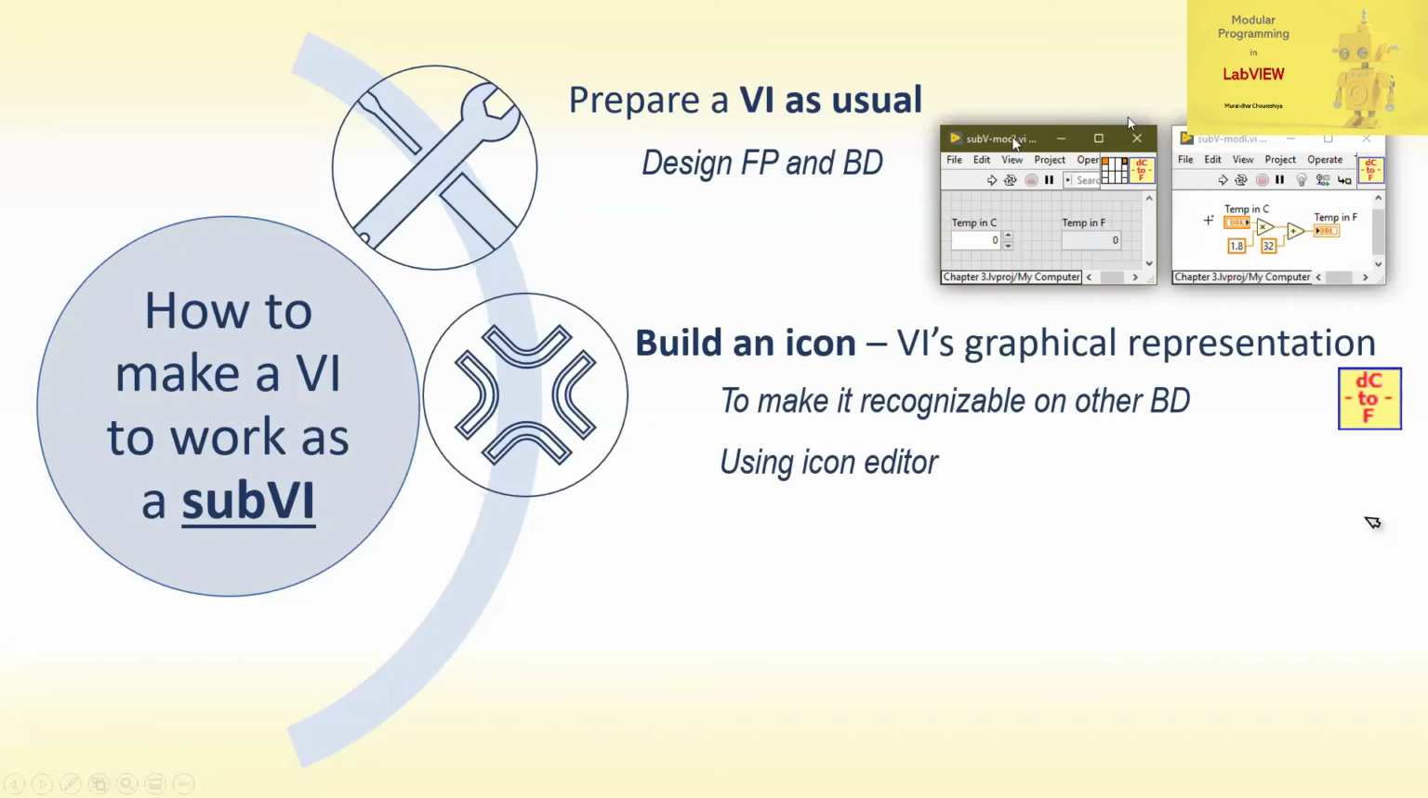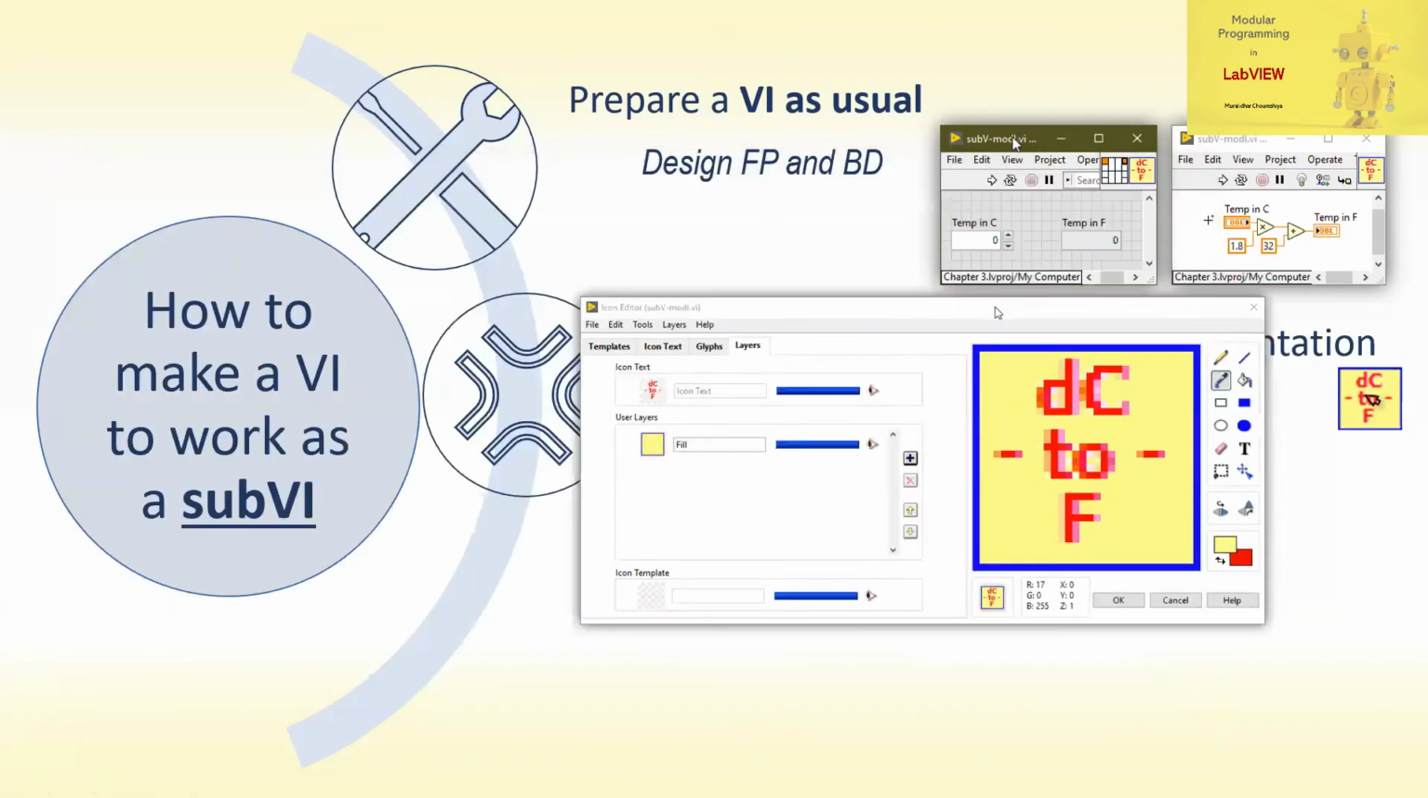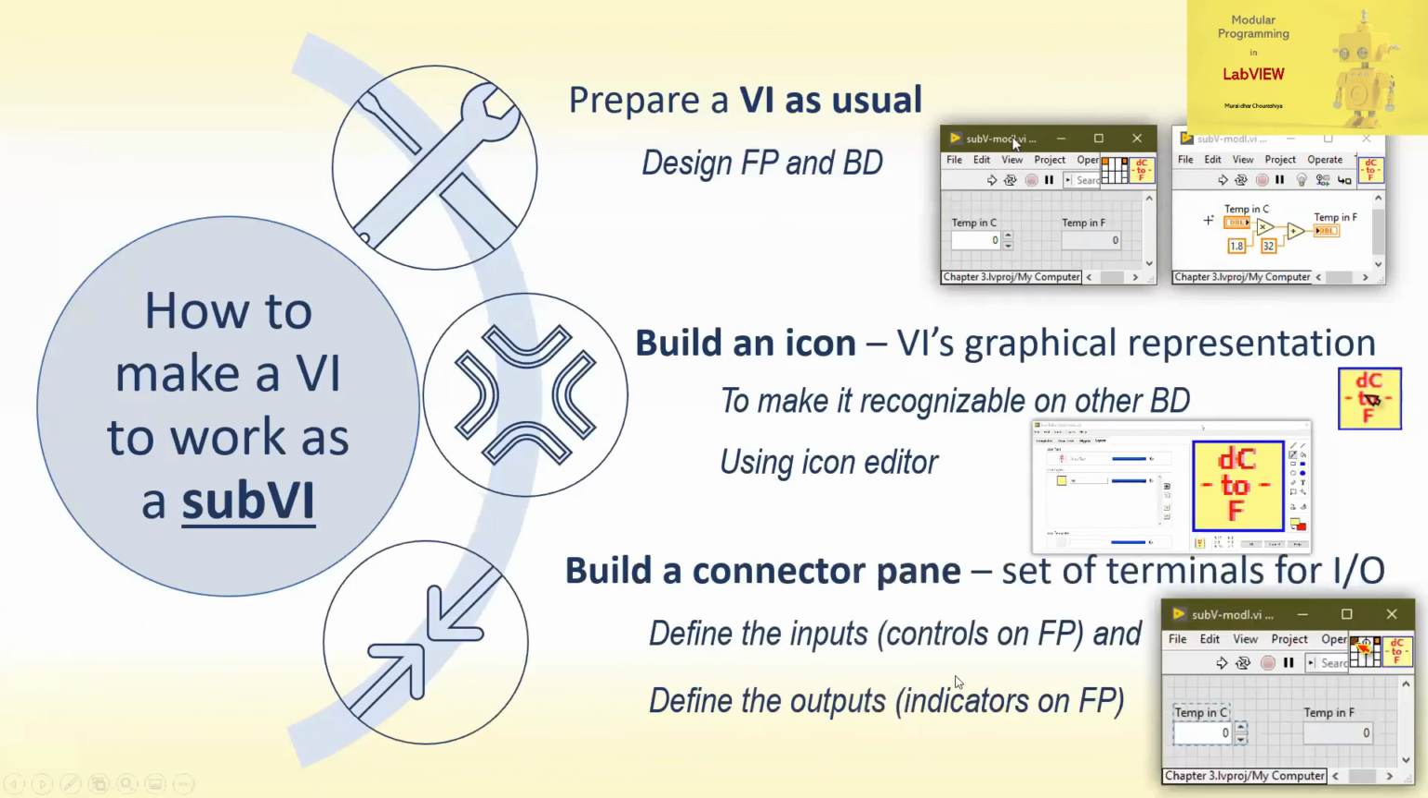When you start with your VI, it will have a default icon. You just double click on it, for example this one, and you get this icon editor. When you design the icon, it will appear in your VI. For example, you can put some text here. The next thing is that we define the connector pane for your VI.